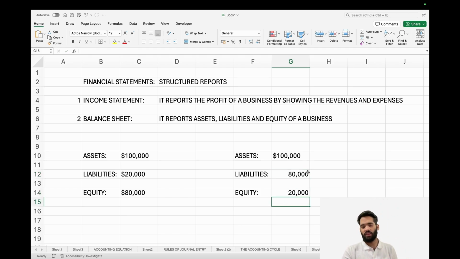Will you say this person has a great financial situation or position? Of course not, right? Because this person is only worth $20,000. But it's also not really bad. It's an all right position to have $20,000 more in assets than liabilities. So I hope you get the point.